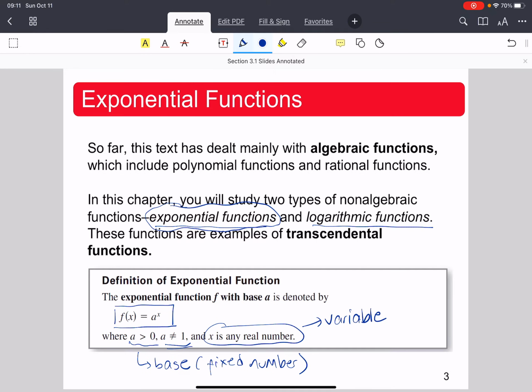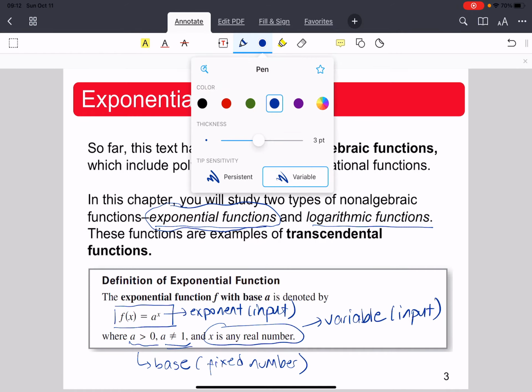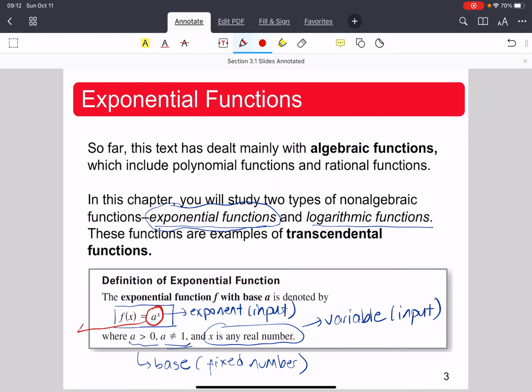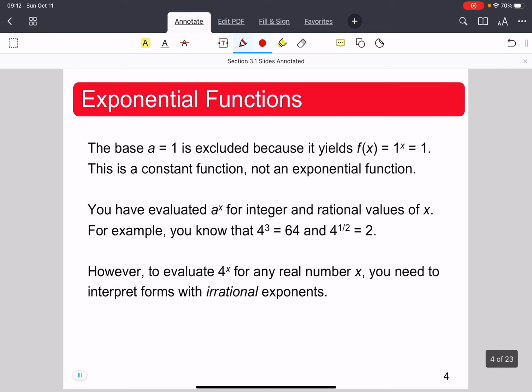So what that means is that variable x is your input. So your input is the exponent, right? Exponent is the input. And then the whole thing, a to the x, whatever that value is, this whole thing is the output or the y value for this function. And then the base a equals 1 is excluded because it yields f of x equals 1 to the x. And you guys realize 1 raised to anything is always 1. So that is a constant function and not an exponential function.